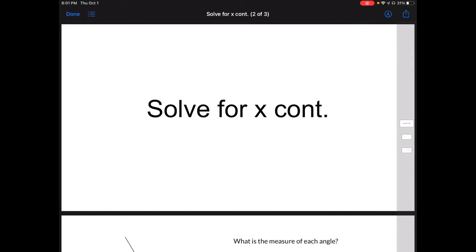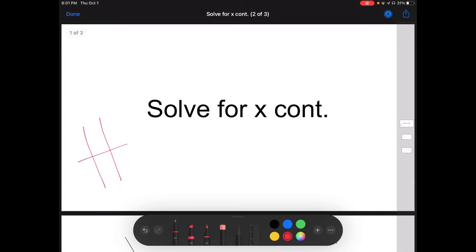All right, in this lesson, we're going to continue doing some solving for x. What's going to be different in this lesson is that in the last one, you had your expressions, and you just solved, you got x equals whatever it equaled, and that was the end of it, right? Today, once we know what x is, we're then going to use that x to find out how big those angles are, right?